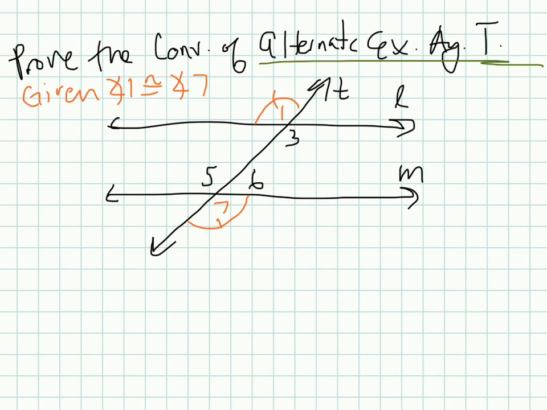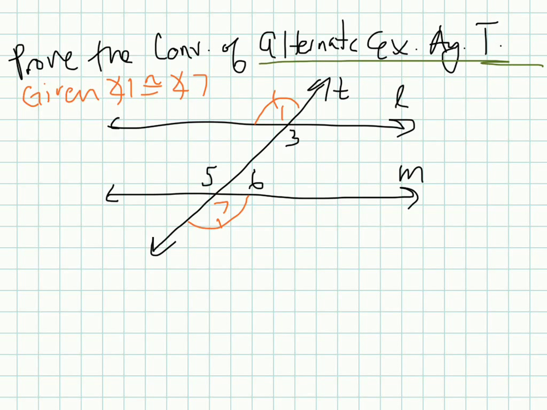Not angle 1 and 6. If I could show angle 1 and 5, this is a corresponding pair, if I could show that these two have the same measurement, then I could prove that L and M are parallel. Or if I had 3 and 7, that's another corresponding pair there. If those are congruent, then I've proved L and M are parallel. So let's just write a little flow proof to get this going. So let me change my color here.